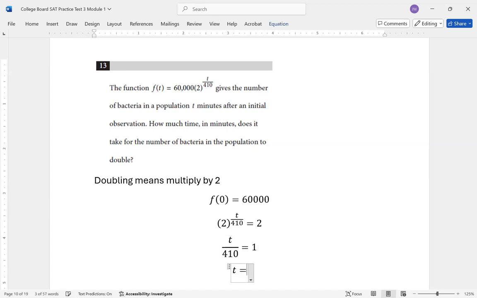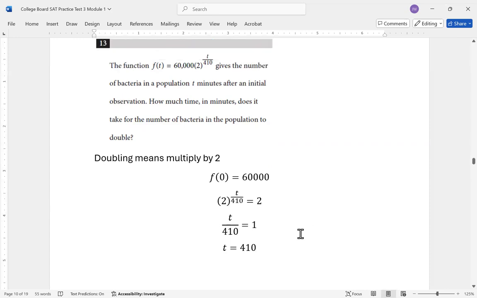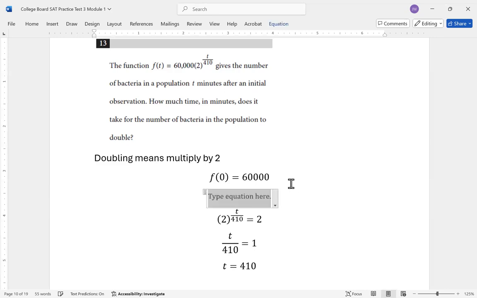And that means we're going to get t equals 410 as the t that I want. So when we've gone through 410 minutes, then we get a multiplication by 2 and our 60,000 doubles. You can always check that by plugging in 2. I'm going to plug that in here. Excuse me, plugging in 410.